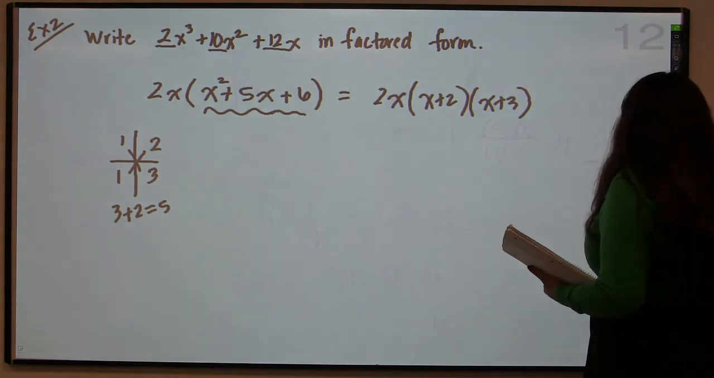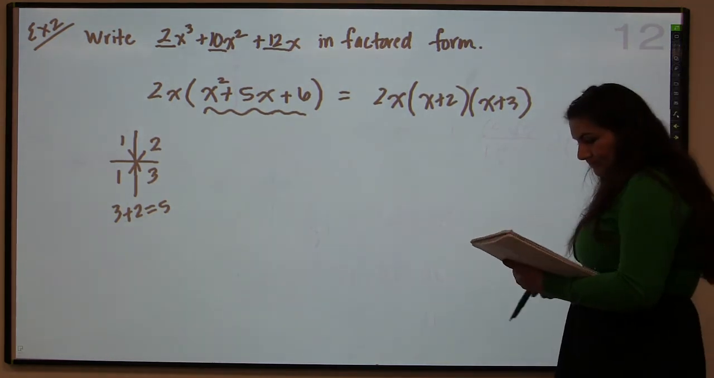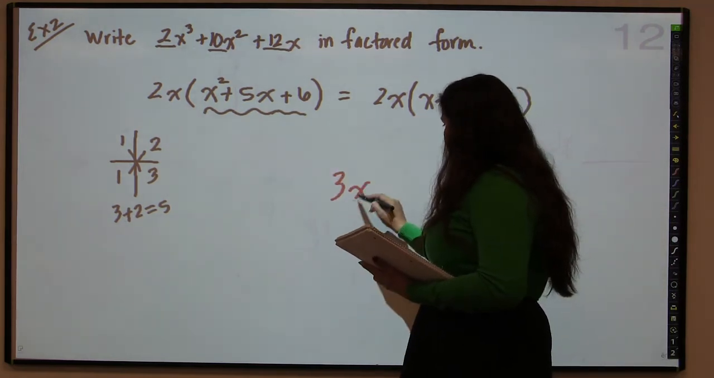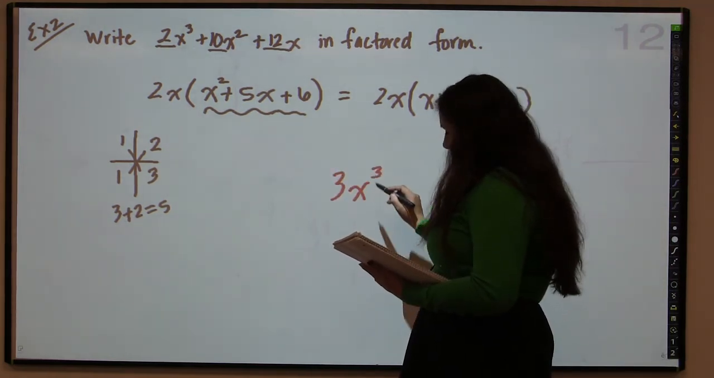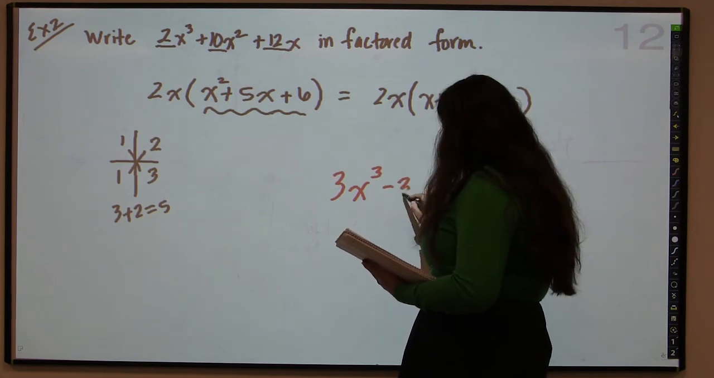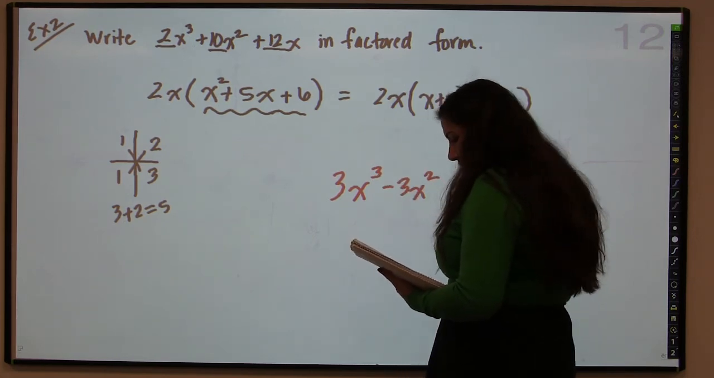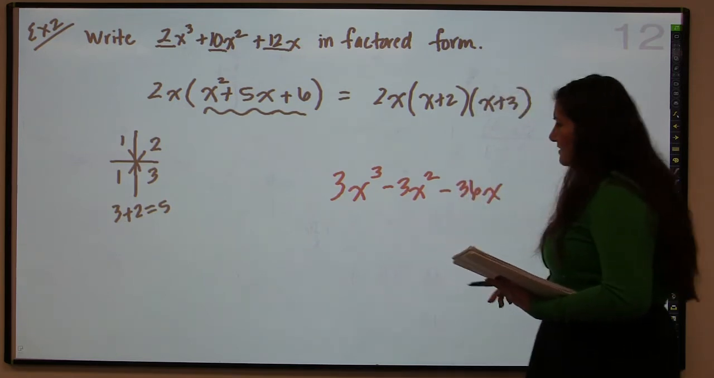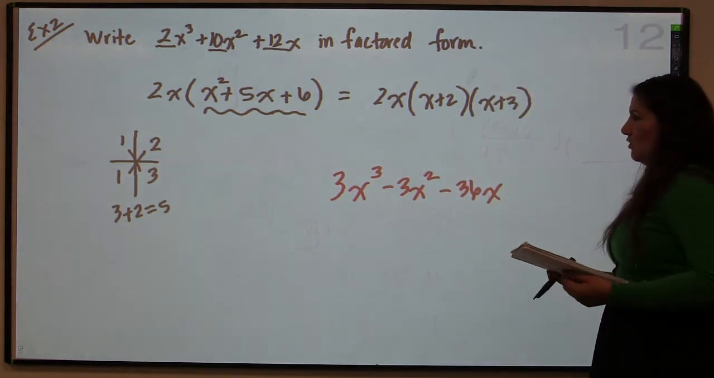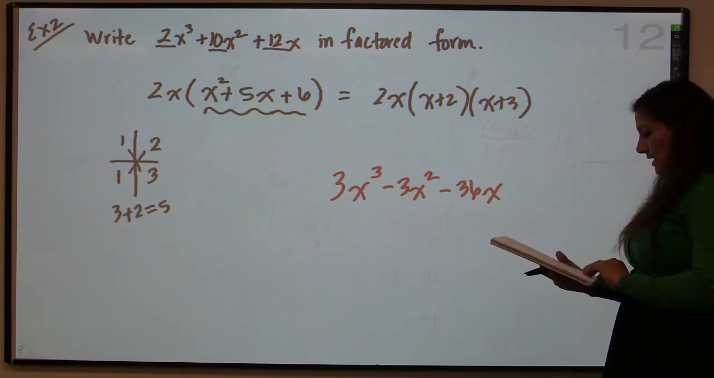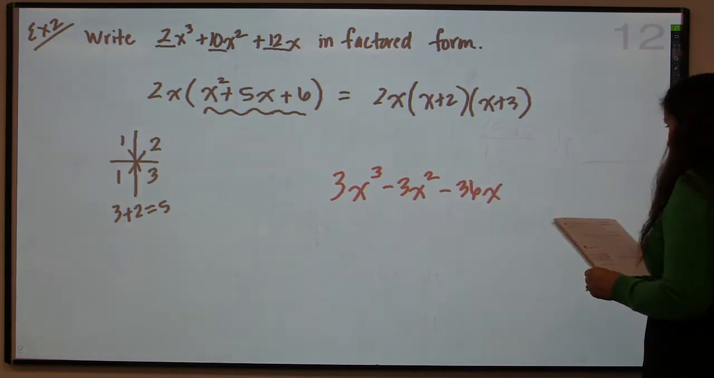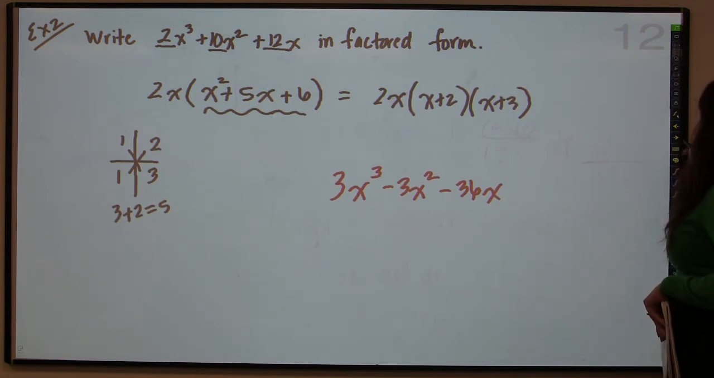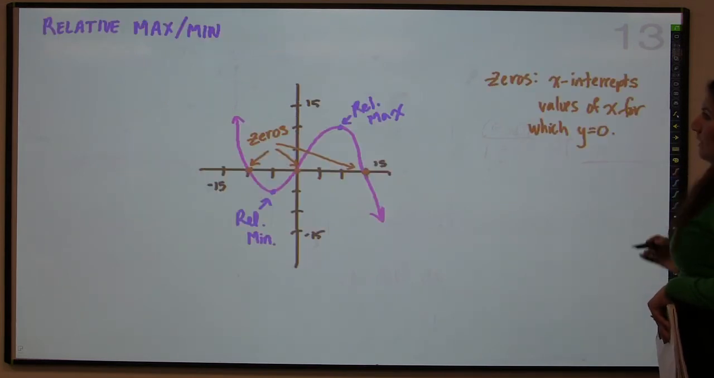So again, I'm going to give you an example to try. And again, I'm going to put it in red here. 3x cubed minus 3x squared minus 36x. That's going to be an example for you to do in your notes and to check in class next class period.